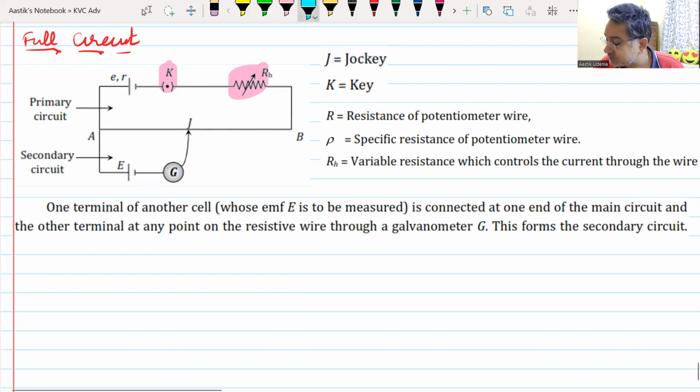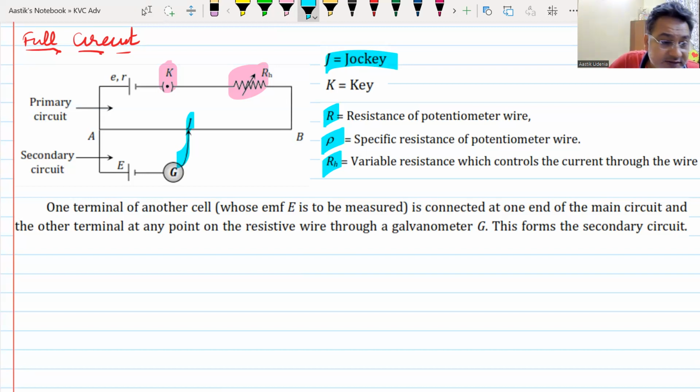This is the jockey. Then we have the resistance of the wire. Rho is the resistivity, specific resistance, and Rh is the variable resistance. Do we understand the meaning of the terms? Yes, sir. Now, there are some points that you must remember about this wire, because these points may come as assertion reasoning or knowledge based questions.